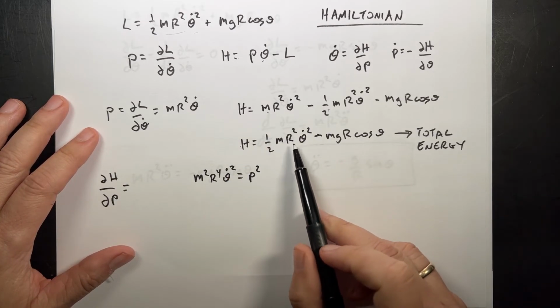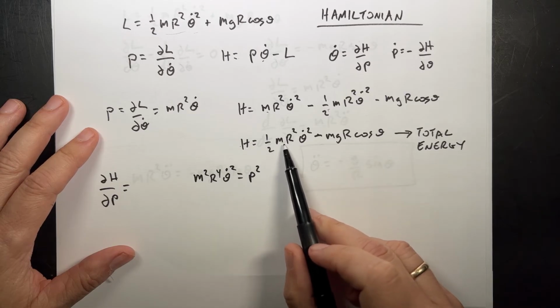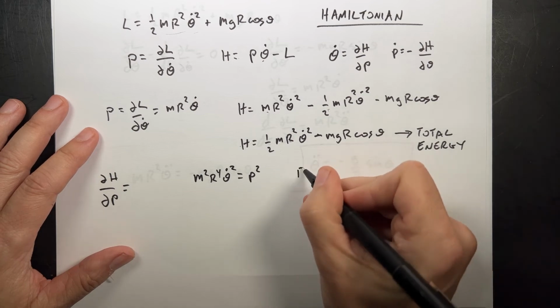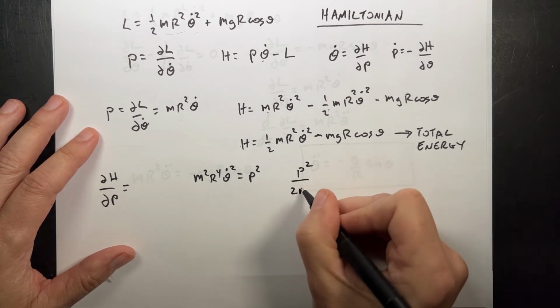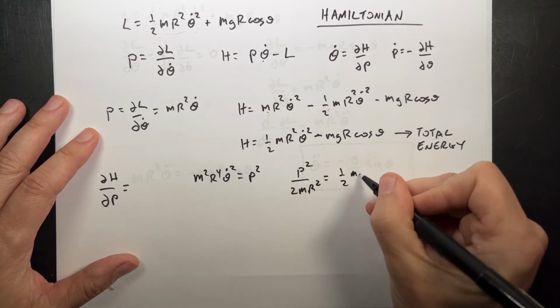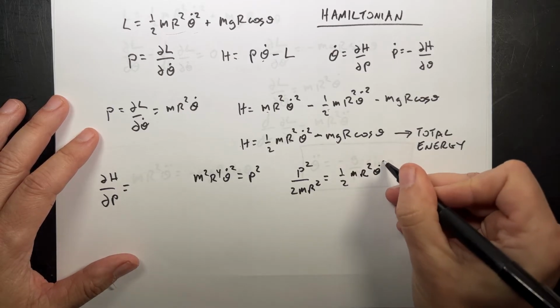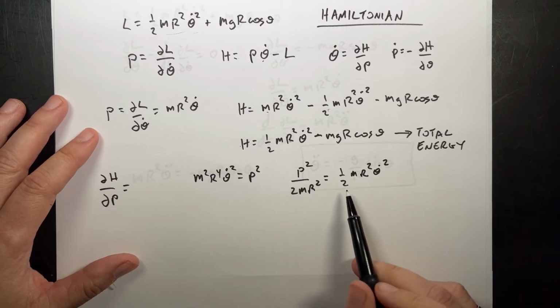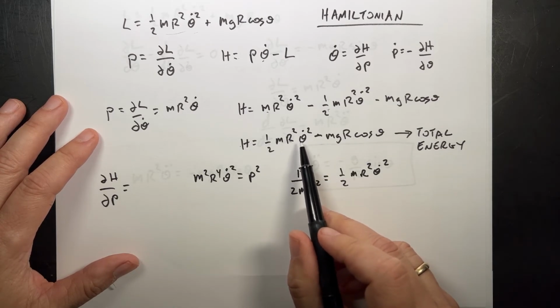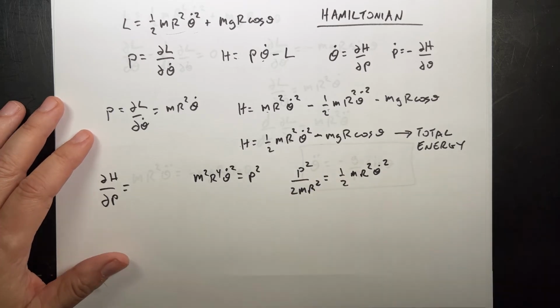And then if I divide p squared by 2mr squared, you can see I get 1/2 m r squared theta dot squared. So it does work. So instead of theta dot, we need to convert theta dots into p's. So I guess I need to rewrite my Hamiltonian.